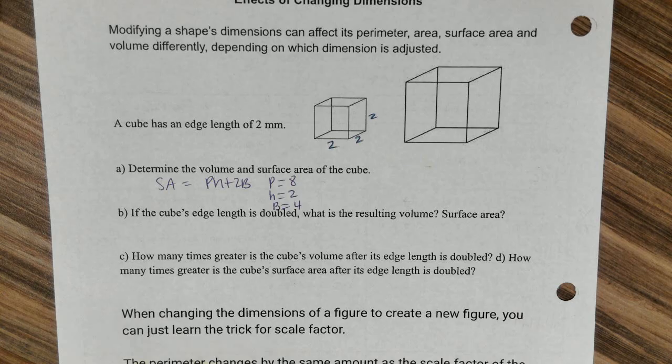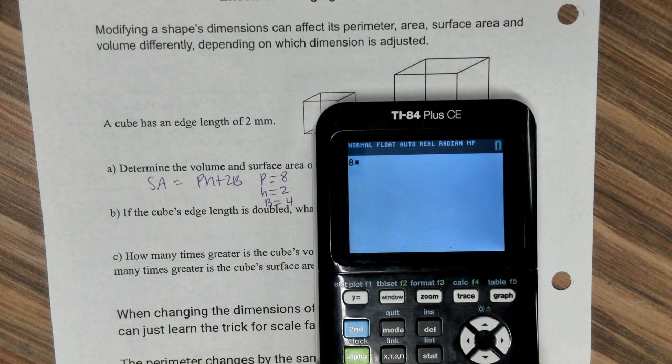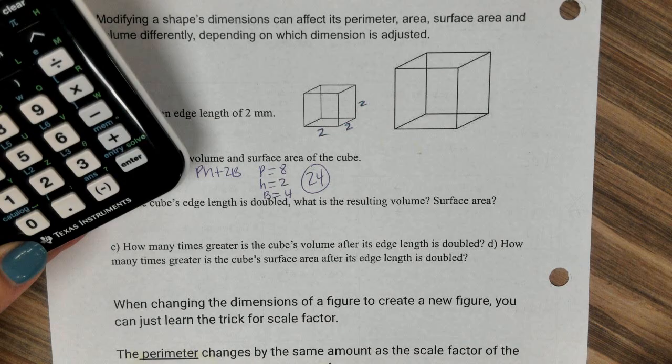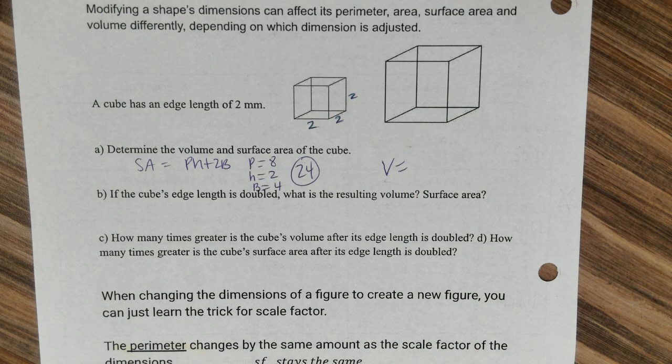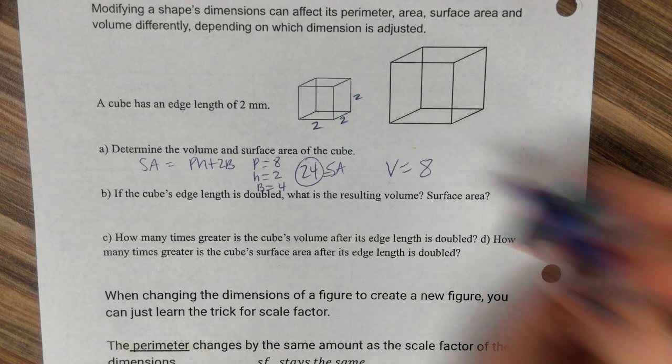So I do it in my calculator, P times H plus 2 times B. They're just trying to show you the rules. So the surface area is 24. That's the surface area. Now let's find the volume. Volume is just length times width times height. So 2 times 2 times 2. What's 2 times 2 times 2? 8. So this is the surface area, and that's the volume.